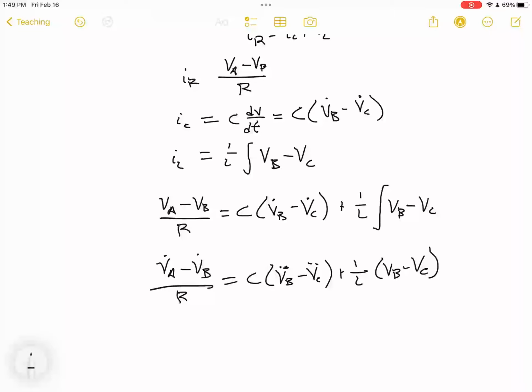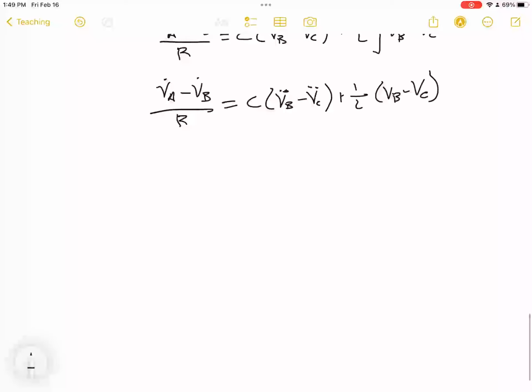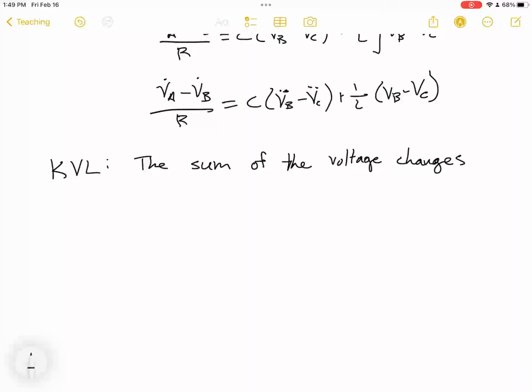I'll briefly touch on Kirchhoff's voltage law, which uses a similar process, which is that the sum of the voltages, or the voltage changes, around a loop is 0.